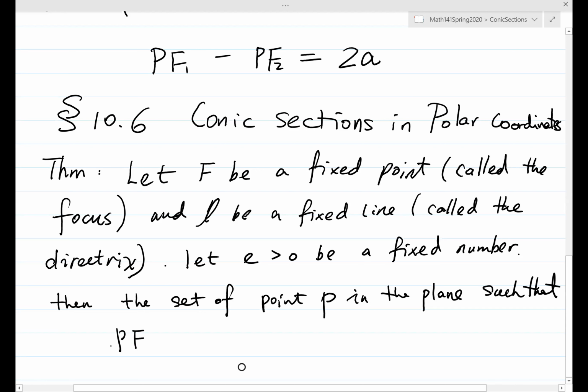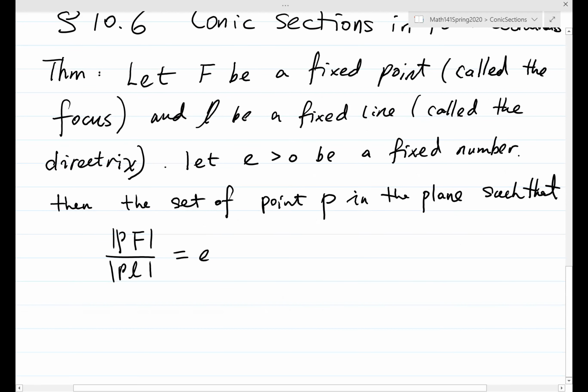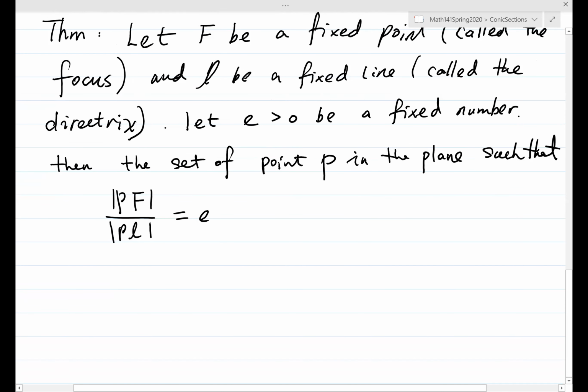PF over PL is E. That is, the ratio of the distance from the point to the focus over the distance from the point to the line is E. The plane is determined by the point F and the line L. Of course, F is not on the line L. So the set of points satisfying this ratio E is a conic section.